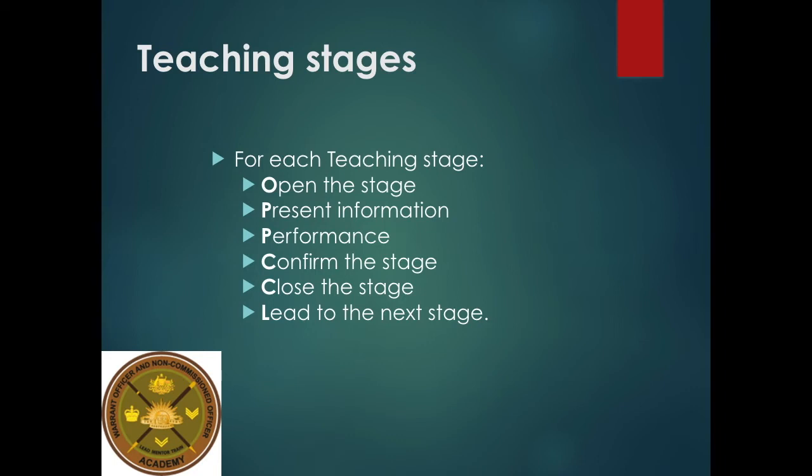When closing the stage, the instructor summarises the teaching points of that stage before leading to the next stage. In leading to the next stage, the instructor explains how the learning of the first stage relates to the next stage. Once again, instructors are organising trainee thinking and directing the trainees effectively to promote learning. These steps continue for each teaching stage of the lesson.